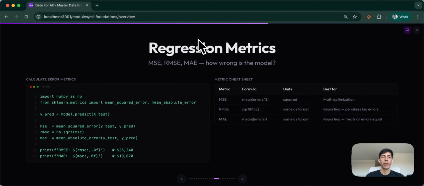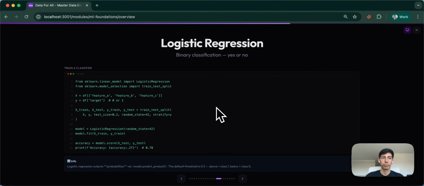Okay, so here our RMSE is about 25K, meaning on average our predictions are off by $25,000 for houses priced 150K to 625K. Okay, that's not terrible. Now let's switch to classification. Instead of predicting a number, we're predicting a category. Is this email spam or not? Will this customer churn or not? This is binary classification. Logistic regression is the go-to first model for this. Despite the name, it's for classification, not regression.